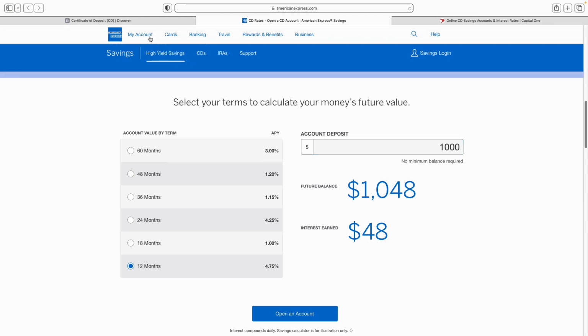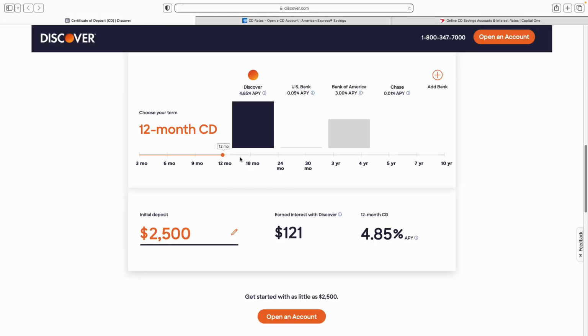So let me explain to you what APY means just really quick. The reason why APY is given is so that regardless of the initial deposit, I have here 2,500 already noted, but it doesn't matter what amount you put in here, as long as you keep it for 12 months or 1 year, you get 4.85% on that amount. And so that's easily, readily visible.